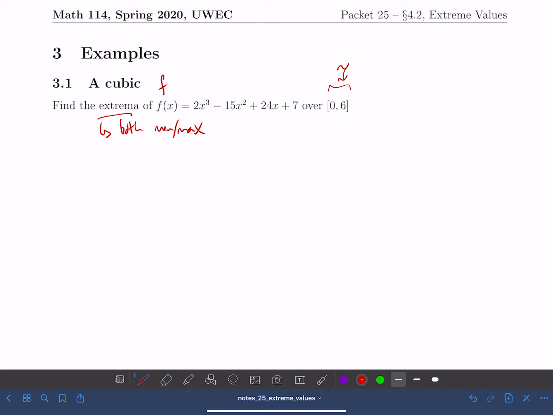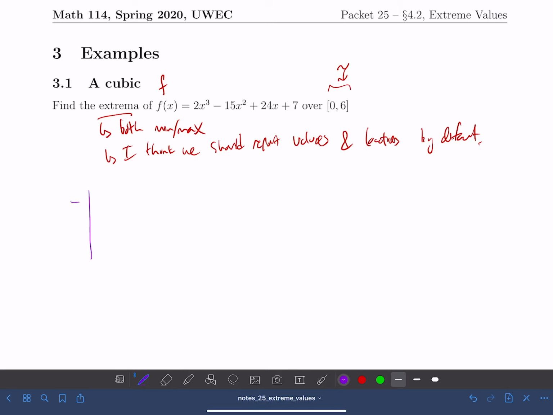And I think we should also report where they occur by default. I think we should report values and locations by default, because you computed both, probably, in order to do this. So let's start by drawing a table. This is the thing that I want to use. I'm going to put my x's and my f of x's.